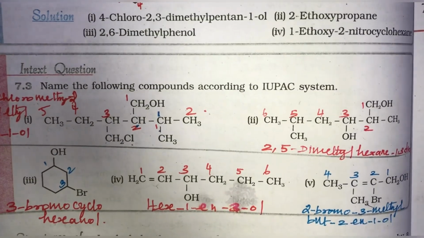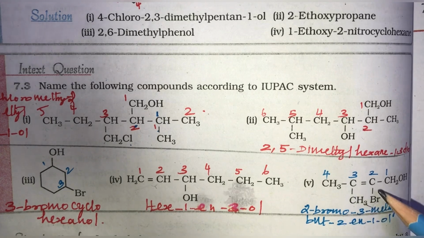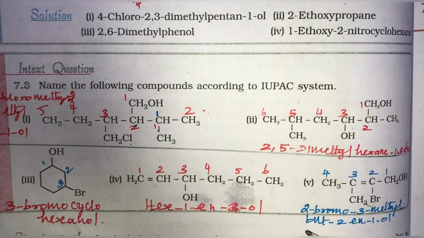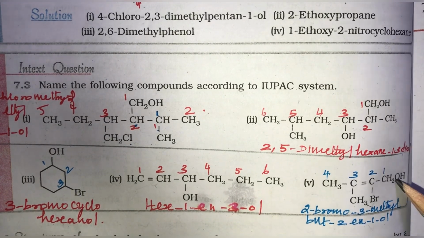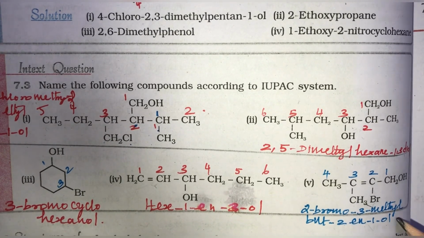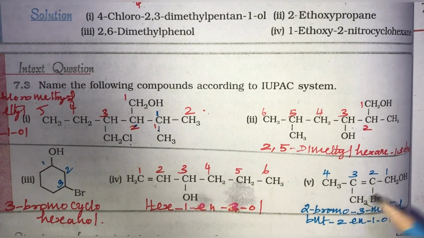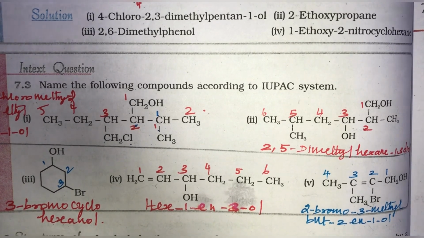And the next one is CH3. Here 1, 2, 3, 4 butane, second place where a double bond is present, so but-2-ene and alcohol, so but-2-en-1-ol. Second position bromo, 2-bromo, 3-methyl, so 2-bromo-3-methylbut-2-en-1-ol is the name of the compound.